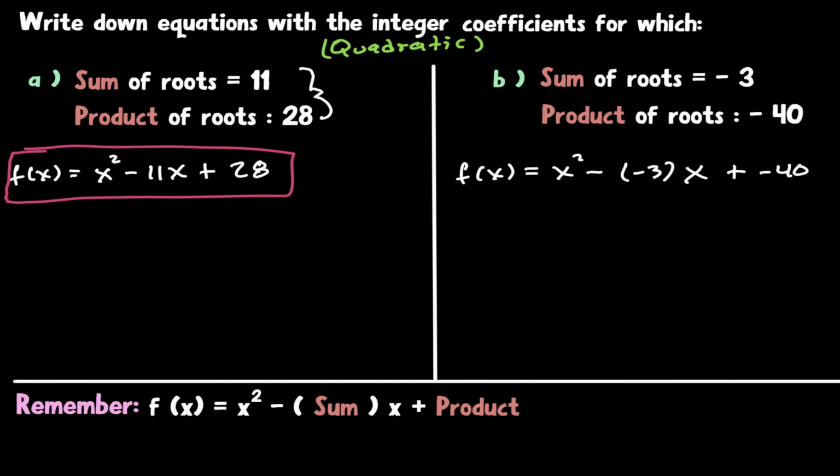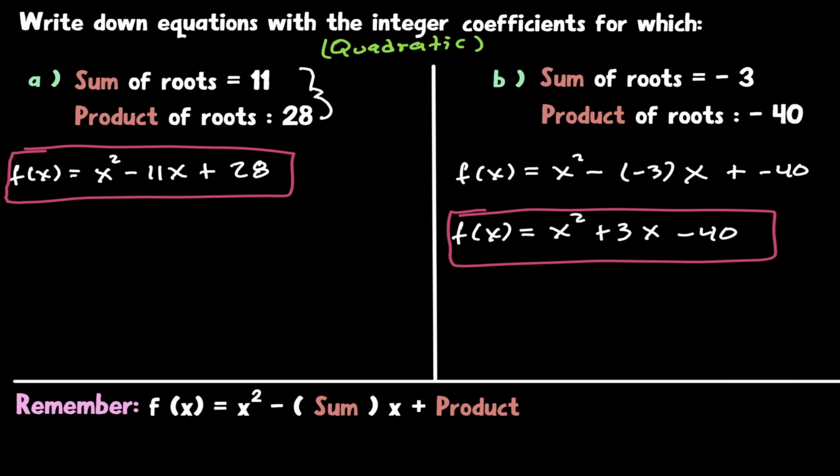Let's just clean this up. Here we have the equation x squared, a minus times a minus, well, that is a plus. So we're going to have positive 3x, and a summation of a negative, that's the same as subtraction. We're going to get minus 40. And we are done. This quadratic equation, whatever solutions we have, I can guarantee you that the summation of the solutions is going to give us a value of negative 3, and the product of those solutions is going to give us a value of negative 40.